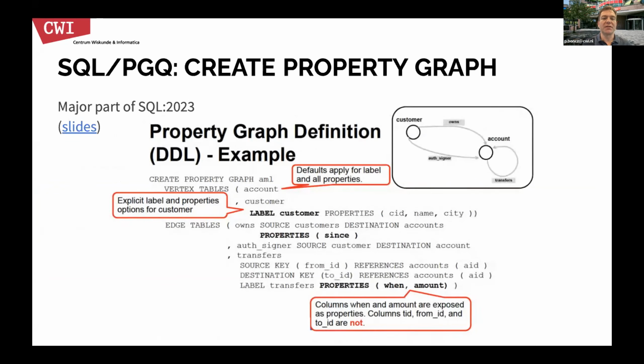So the create property graph statement identifies a vertex table or multiple vertex tables. So in this case, there would be a table having customers and there would be a table having accounts. And the columns of these tables could become properties of these vertices. And also similar for edges.